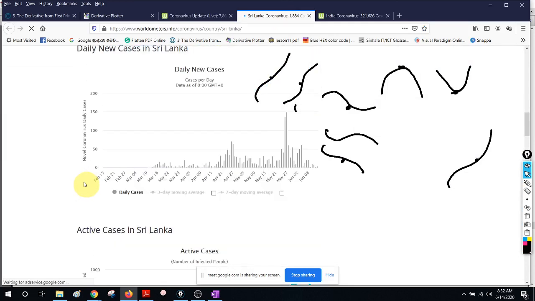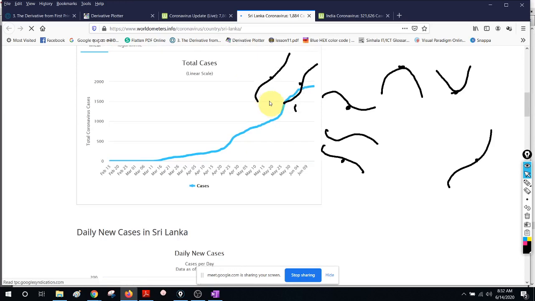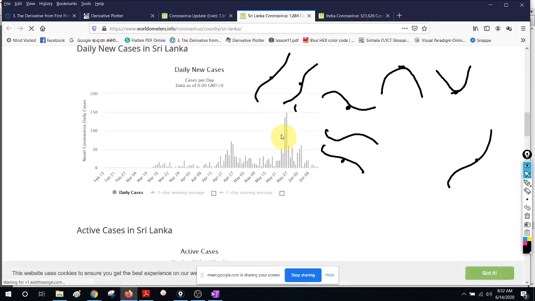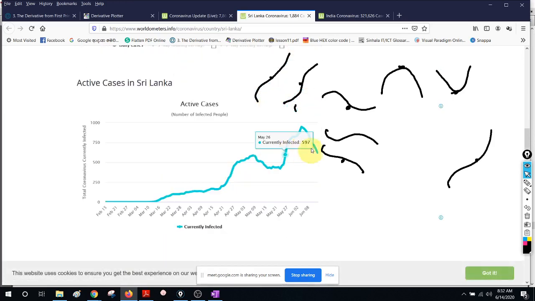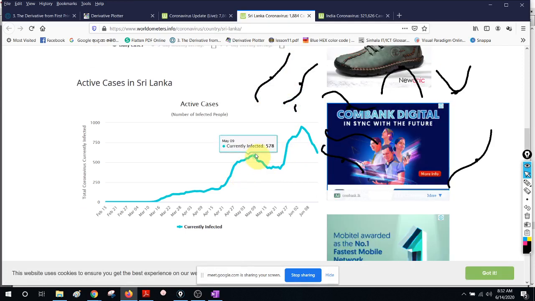So I'm more interested in these daily dates, not the accumulative value, right? So this daily new cases, so the active cases. Now you can see we had one maximum point here, right? Then it started to come down, but all of a sudden again it started going up, right? Again going up. Now we can see we have reached another maximum point. Now it's getting down again.